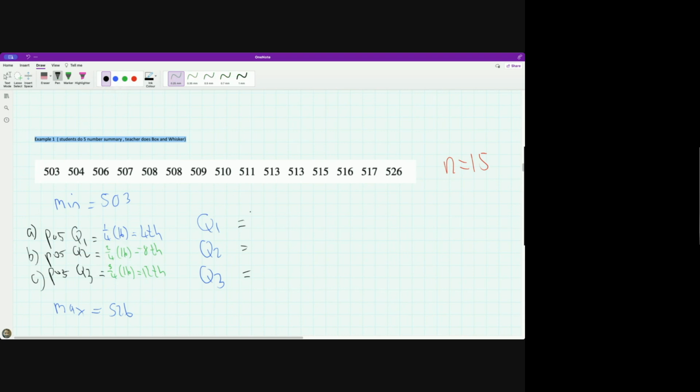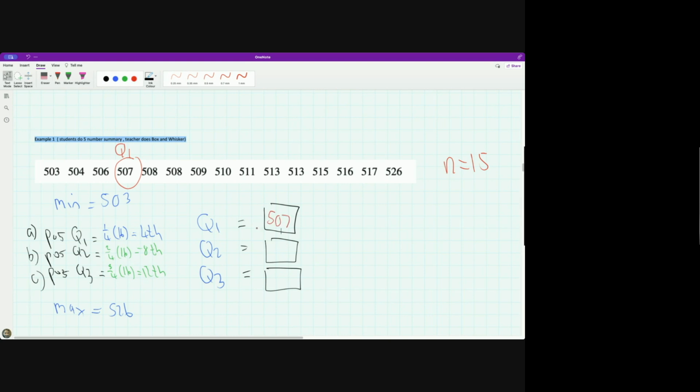So now we want to know what is the value of each of these quartiles. Well, the fourth position will be here. So this will be 507.